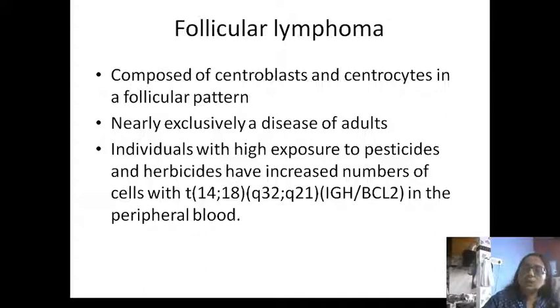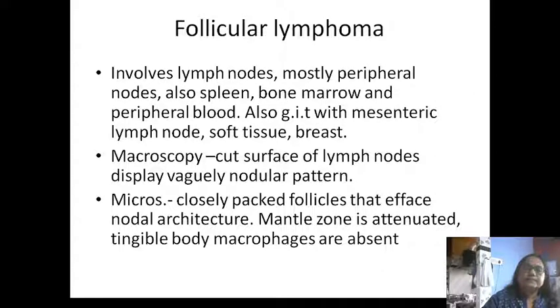So there is clonal proliferation of mature B cells, which are centroblasts and centrocytes, having a translocation between chromosome 14 and 18. They involve the peripheral lymph nodes, spleen, bone marrow and also peripheral blood, as well as the gastrointestinal tract, mesenteric lymph nodes, soft tissue and breast.